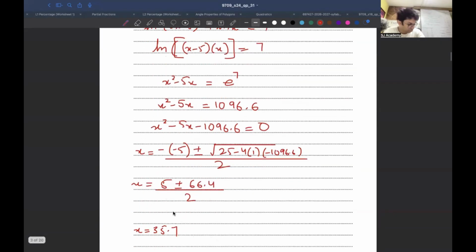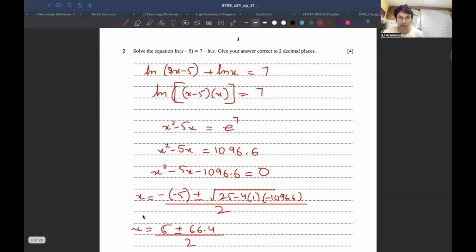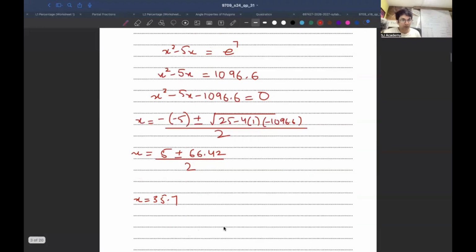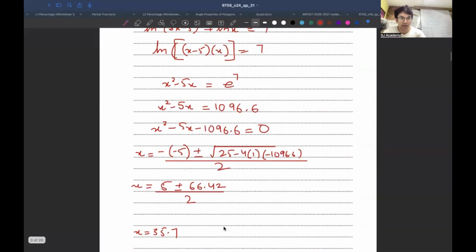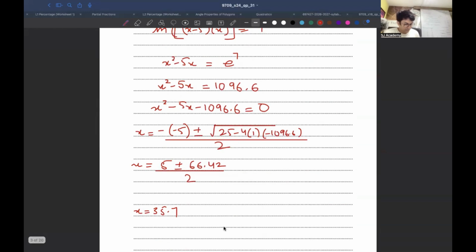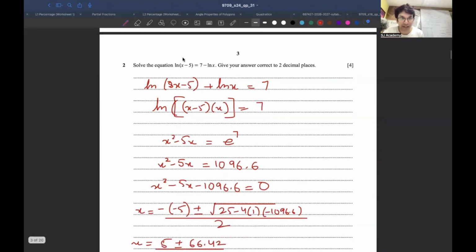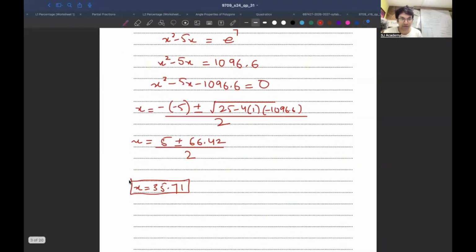And we have to give the answer correct to 2 decimal places. So we should not have rounded it over here. So this will become 25 plus 4 times 1096.6. Square root answer, that is 66.42. So this will become 5 plus 66.42 divided by 2. And the final answer will become 35.71. And we cannot take the negative value, as ln of a negative value is not possible. So we'll just take the positive value, and the final answer will be 35.71.